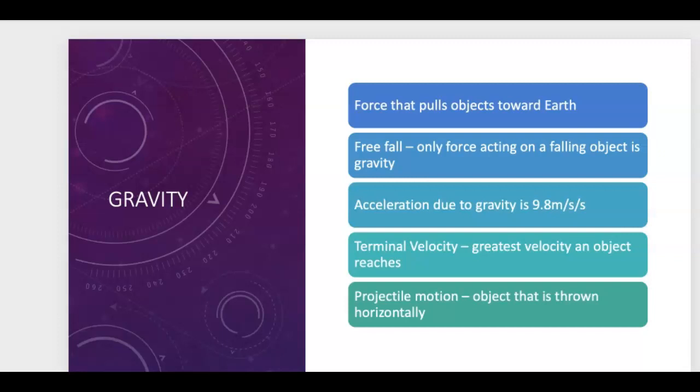No matter what something is, as long as there's no air resistance, it will always fall at 9.8 meters per second squared. Terminal velocity is the greatest speed an object reaches. As it's getting faster and faster, air resistance increases, and terminal velocity is that greatest speed. Projectile motion is any object that is thrown horizontally. So instead of dropping something straight down, you throw it sideways.